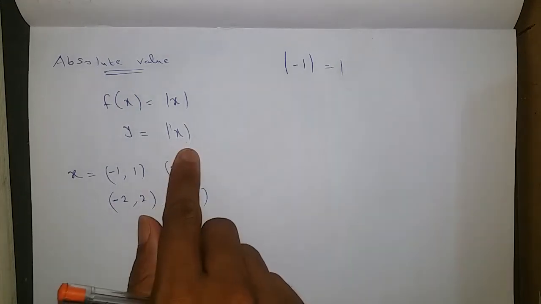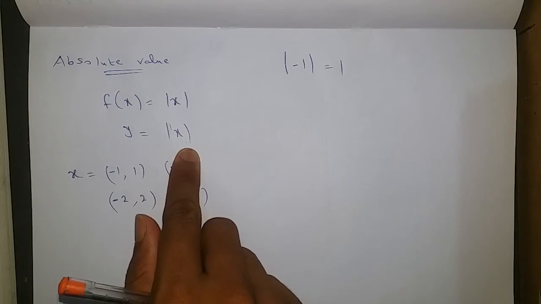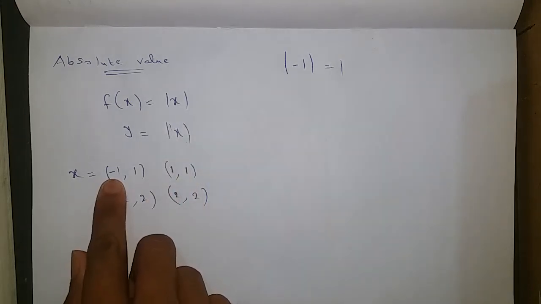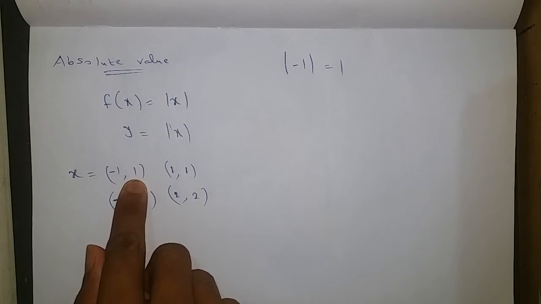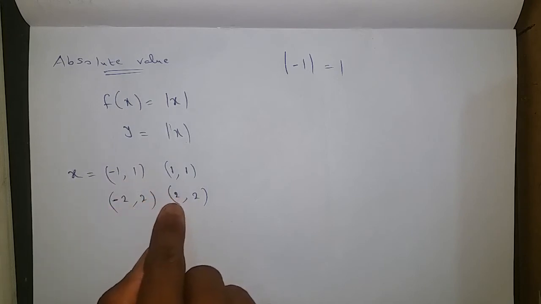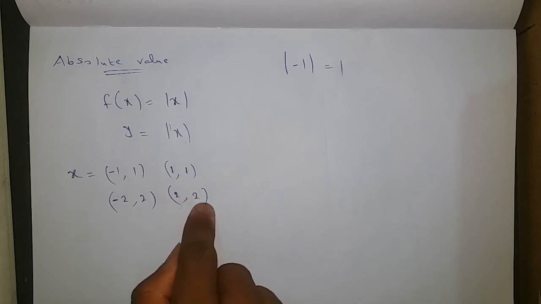If we are applying mod, otherwise absolute value, always the value will be positive only, no negative at all. So if you are substituting minus 1 also, mod minus 1 will be plus 1 only. If you are substituting minus 2, mod minus 2 is plus 2 only. If you are substituting plus 2 also, mod plus 2 is plus 2 only again.